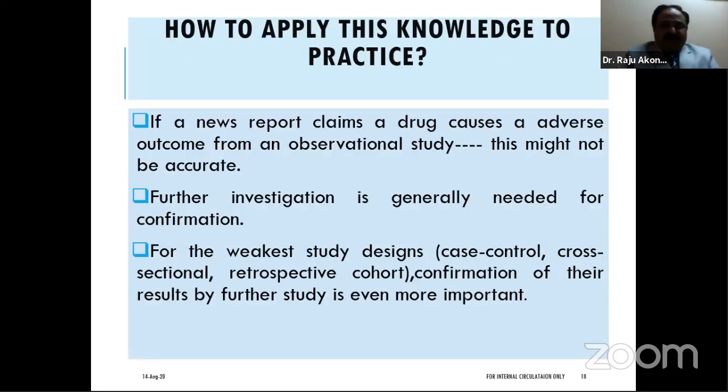How to apply this knowledge to practice? Now you have this knowledge. Now you know what the study designs are and their importance. If a news report claims a drug causes an adverse outcome from an observational study, this might not be accurate. If a news report says a drug causes an adverse outcome, please don't believe it. Please don't believe that news report. Please search for randomized controlled trials.